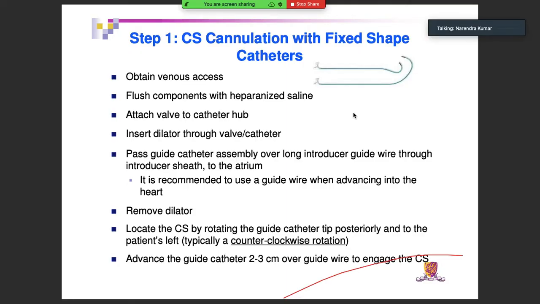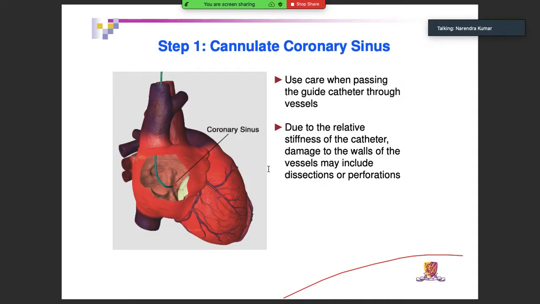Once you reach there, then you can remove the dilator. And after that, whenever you're doing this, always remember it is counterclockwise. It should not be clockwise, but counterclockwise, meaning opposite. So whenever you are trying to put it in, you do a counterclockwise turn. And then after that, I try to advance the guide catheter at least a few centimeters inside. Only then will you be able to engage the coronary sinus.